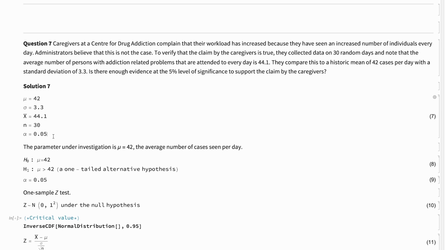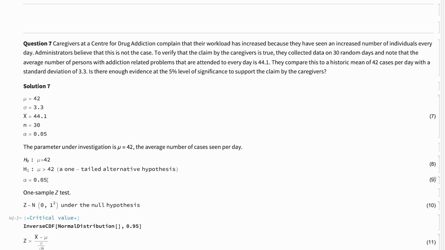Null and alternative hypothesis. The null hypothesis is easy. Mu is 42, but now we have to think about the alternative hypothesis. These caregivers, their claim is that they feel they're seeing more people every day. So this is a one-tailed or one-sided alternative hypothesis. They believe that the population mean is more than 42. One-sided, and it's on the upper tail.